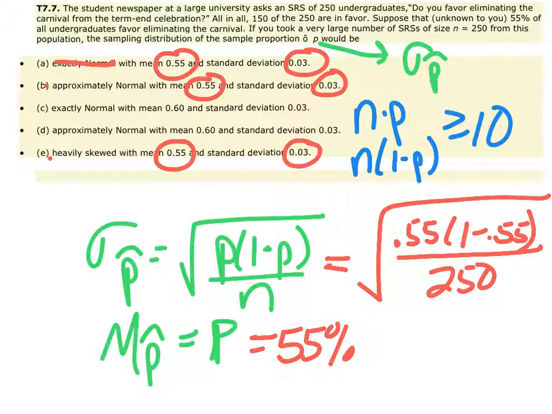So if you put in here 250 times our 0.55, that clearly is greater than 10. And if we do 250 times the 0.45, that is greater than or equal to 10. Because of that, this condition allows us to say that it is going to be approximately normal, and letter B is the correct answer in terms of giving us the appropriate shape, the center, and the spread measurement.